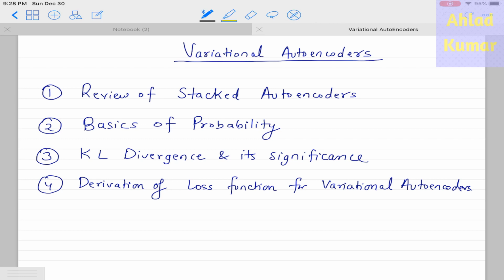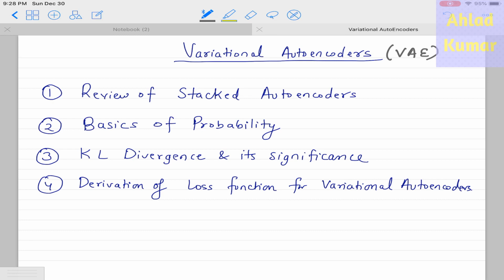Hello everyone. Today we are discussing variational autoencoders, and in short we can call them VAE. To start with variational autoencoders, we have to learn some basic concepts in order to fully understand their working. So we will go step by step for this process.